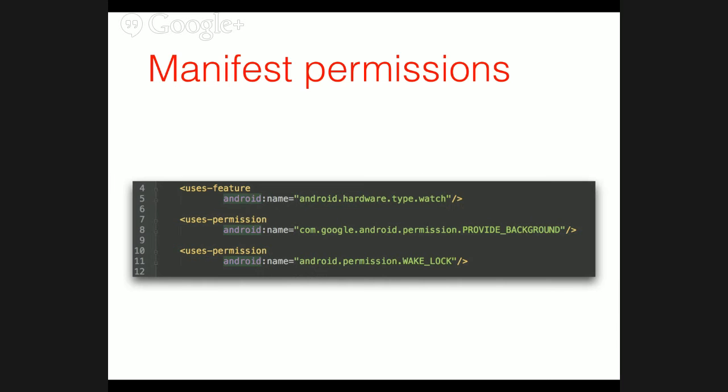So first things first, permissions. We always forget them, so we start with that. First, you need to tell the Android system that, okay, this is a watch. This is a WatchFace. Next, you need to provide the background. Basically, Android WatchFaces are implemented as a service. That's why they need to be able to run in the background. And you need a wake lock permission because your WatchFace can unlock the screen of your watch.